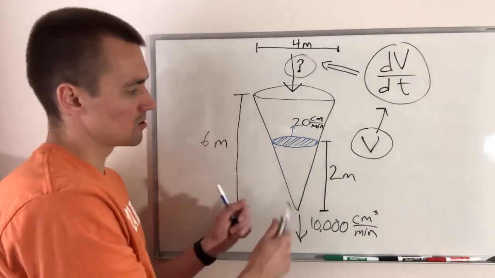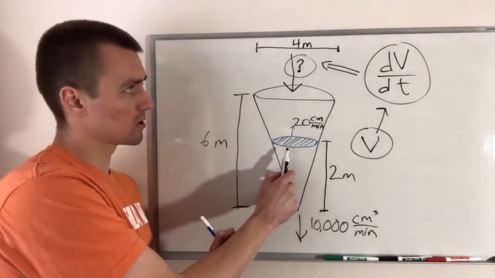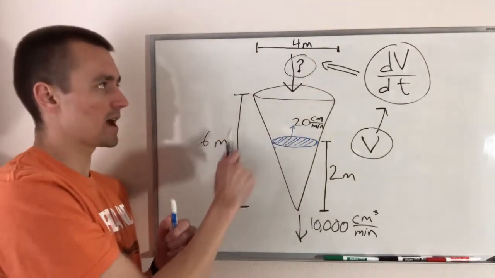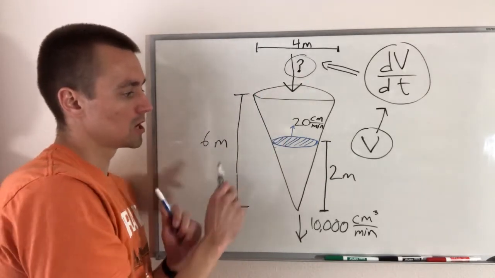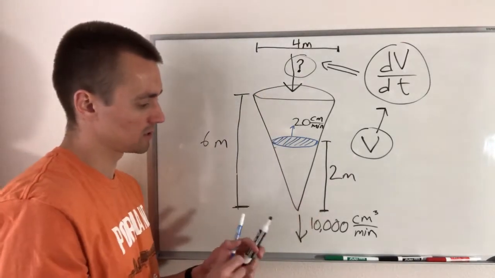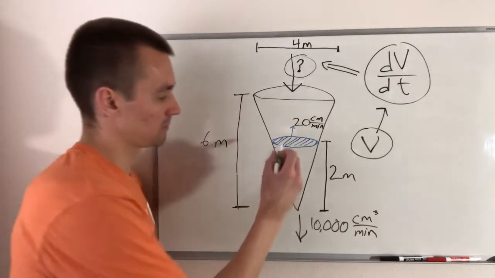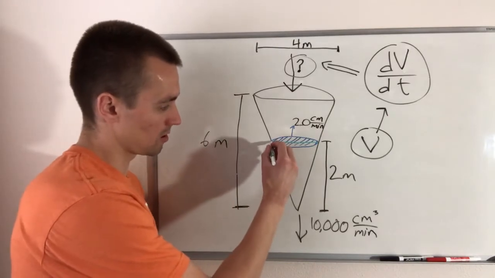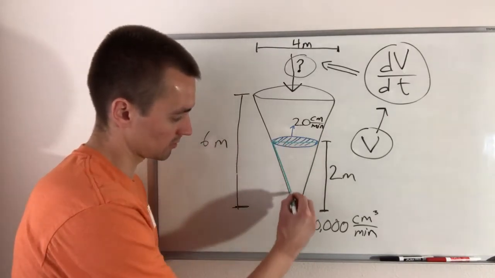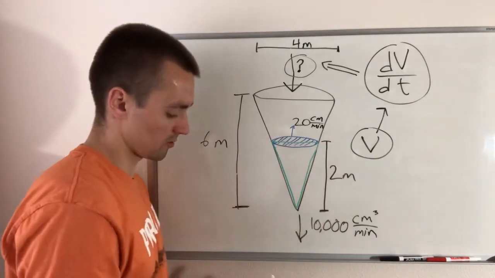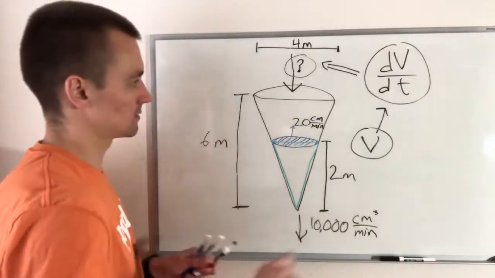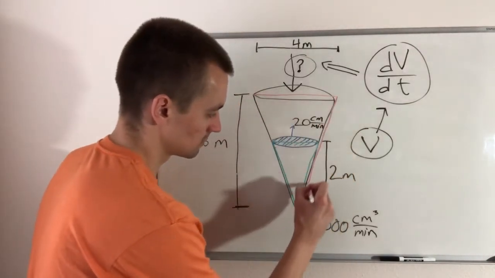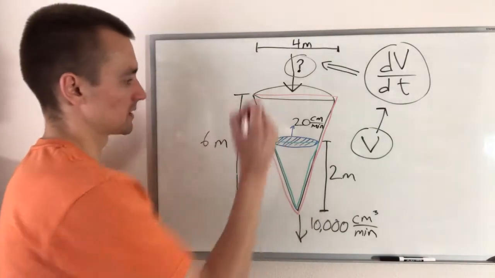We don't know the radius or diameter of the small cone, but we do know the diameter of the large cone. Since we know the height and the diameter of the large cone, we can use similar triangles to find what the radius or diameter of this cone would be. We can use this small triangle with this large triangle to find out what that radius and diameter are.